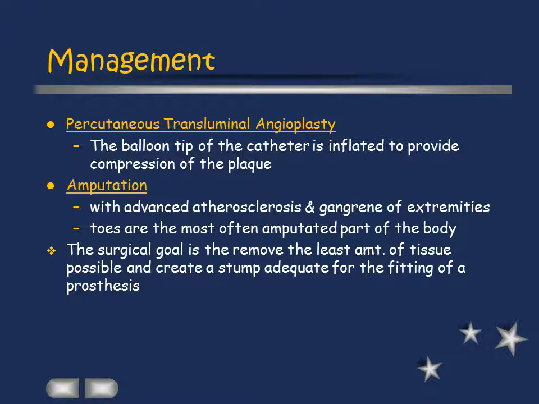Now, other management includes percutaneous transluminal angioplasty, in which the balloon tip of the catheter is inflated to provide compression of the plaque. Then amputations, for advanced atherosclerosis and gangrene of the extremities. Toes are the most often amputated part of the body. The surgical goal is to remove the least amount of tissue possible and create a stump adequate for the fitting of a prosthesis.